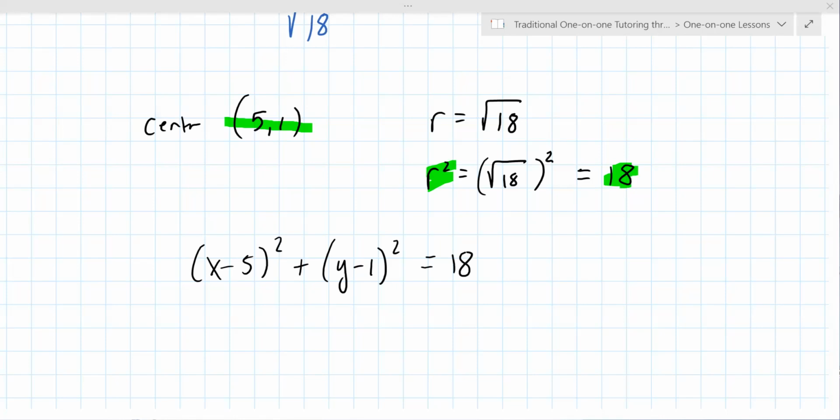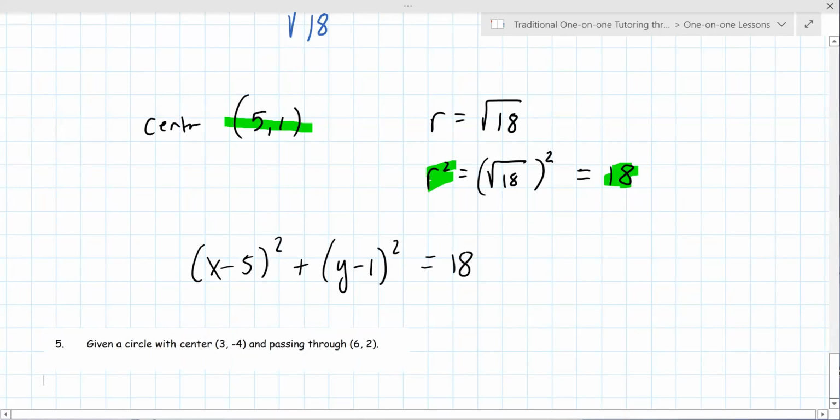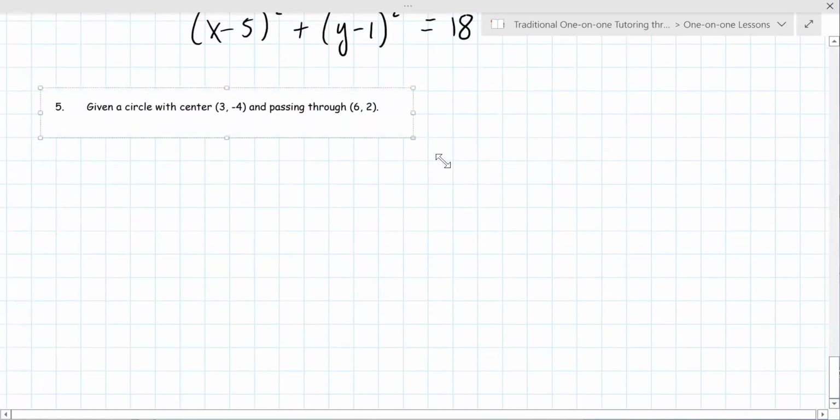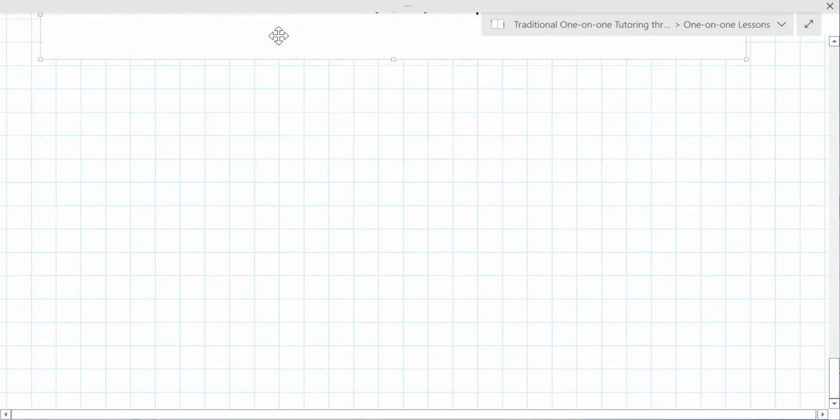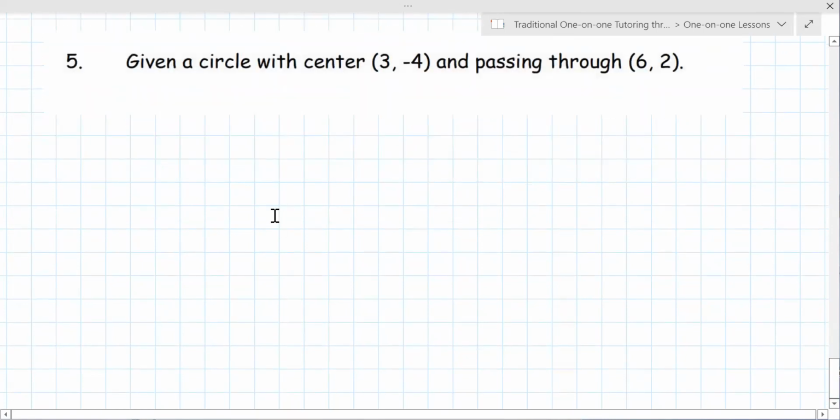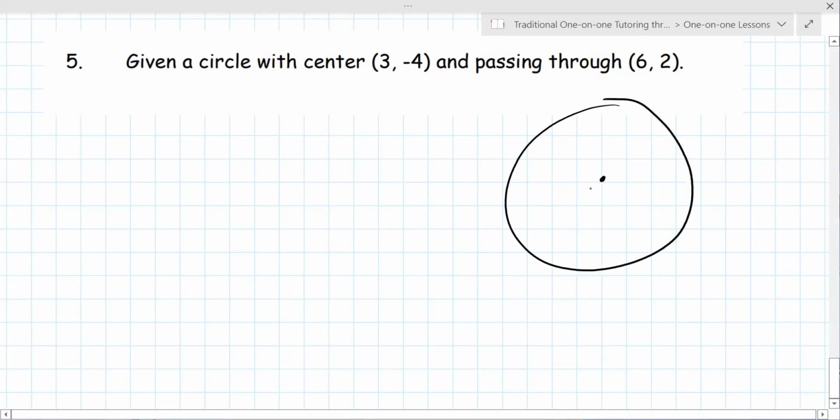Very good. So now I think we've got enough time to do the other one that's really similar. Here's the other problem: given a circle with center (3, minus 4) passing through (6, 2), write the equation of the circle. Again, draw a circle and assume this is (3, minus 4), and there's another point on the circle, (6, 2).